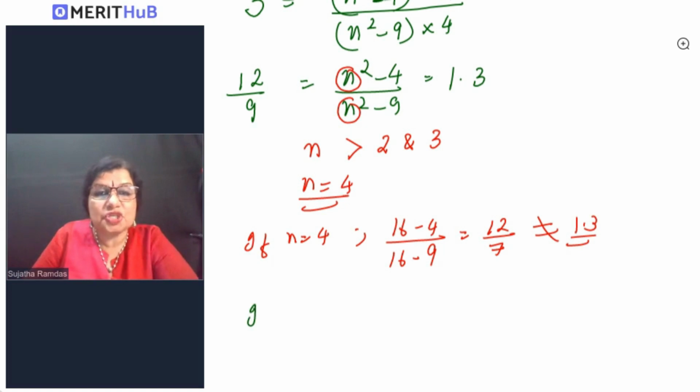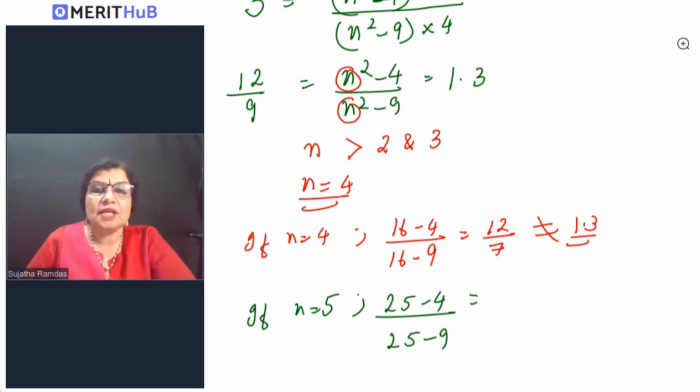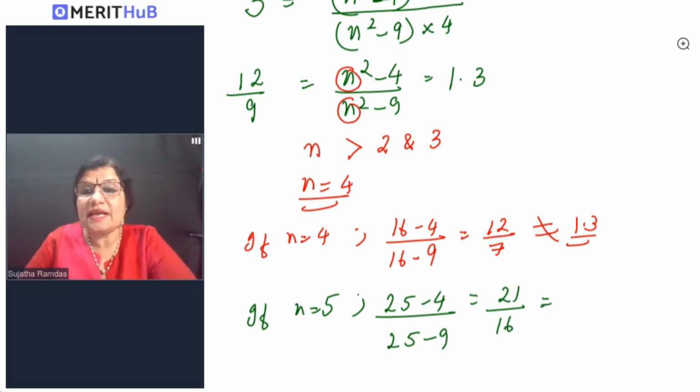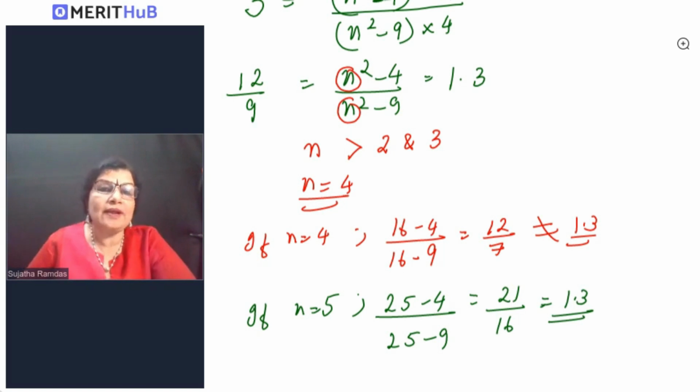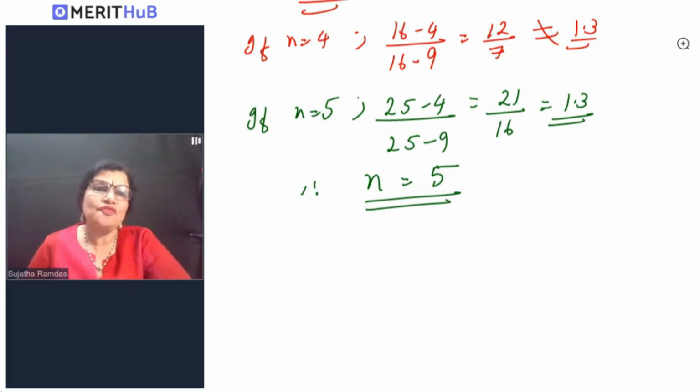Next, we substitute n as equal to 5, the next value. So n square, 25 minus 4 divided by 25 minus 9. Now 25 minus 4 would be 21, and 25 minus 9 would be 16. Now this is approximately equal to 1.3, and therefore the higher excited state is found to be n is equal to 5. So this is how you solve this question.